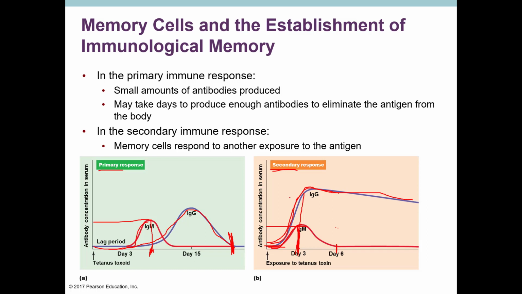So if we measured somebody's IgM and IgG, we might be able to tell if this is their primary response or their secondary response, depending on how those numbers look. And we would look at how high the numbers are to see how much of a response their body is making.